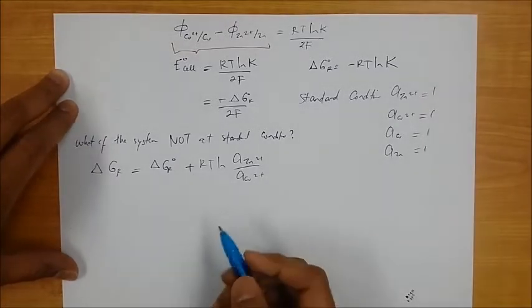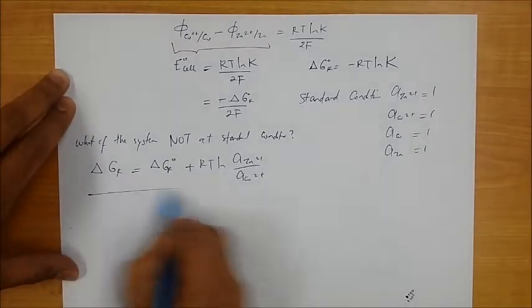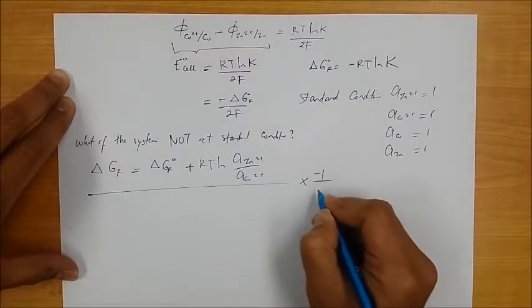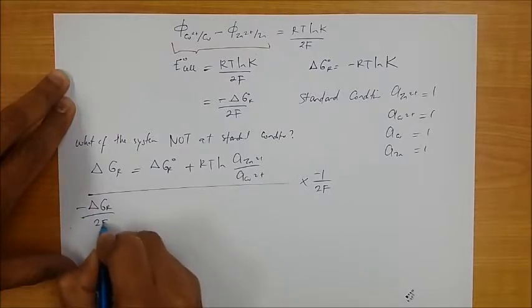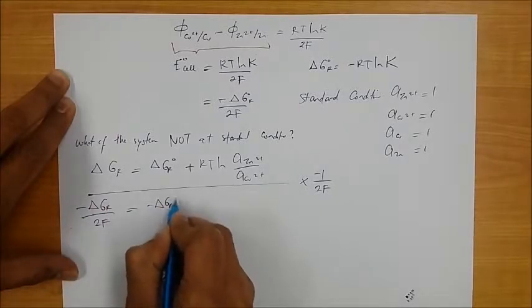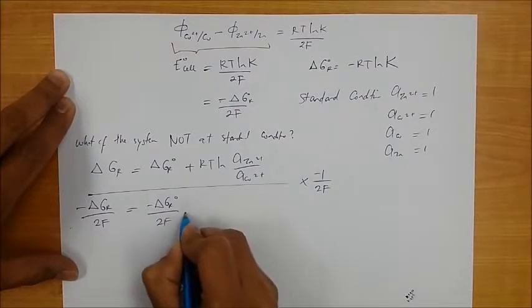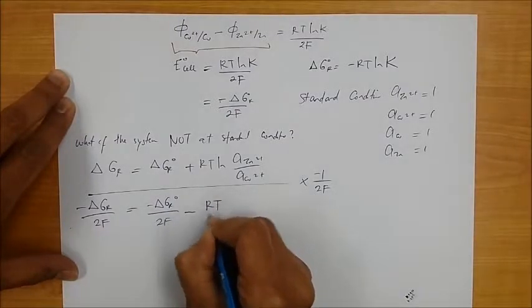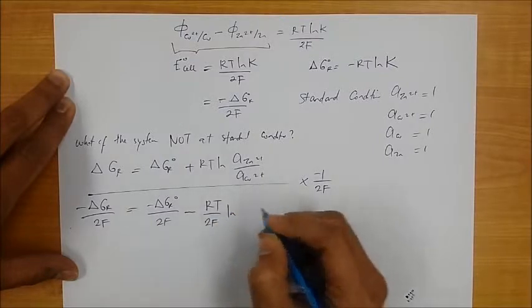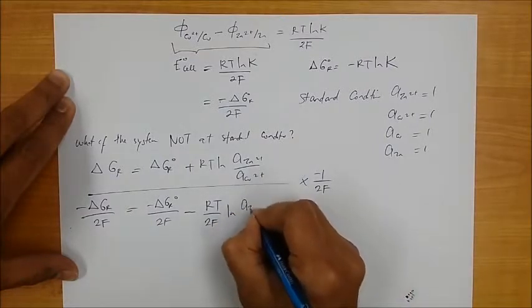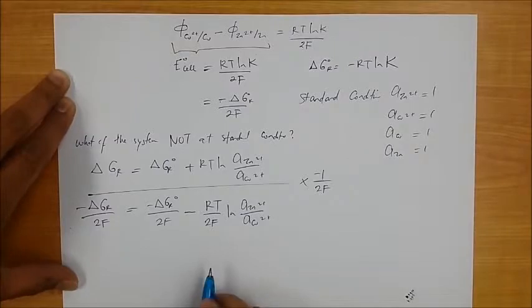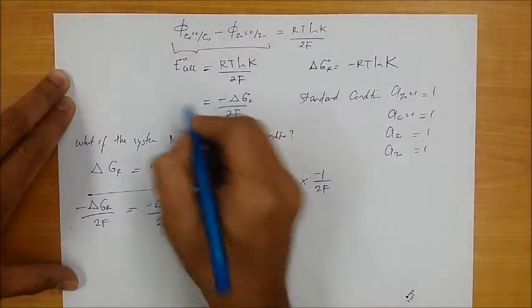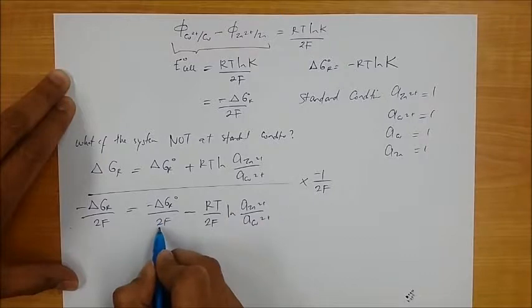Right, so simple math trick, you multiply this by minus 1 over 2F, so this becomes minus delta GR over 2F, minus delta GR naught over 2F, and this becomes minus RT over 2F ln activity of zinc 2 plus over activity of copper 2 plus. Okay, so minus delta GR naught over 2F is E naught of the cell.